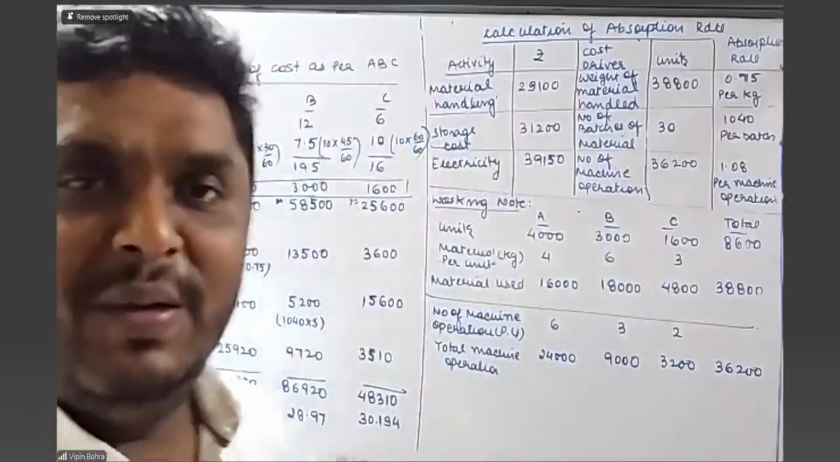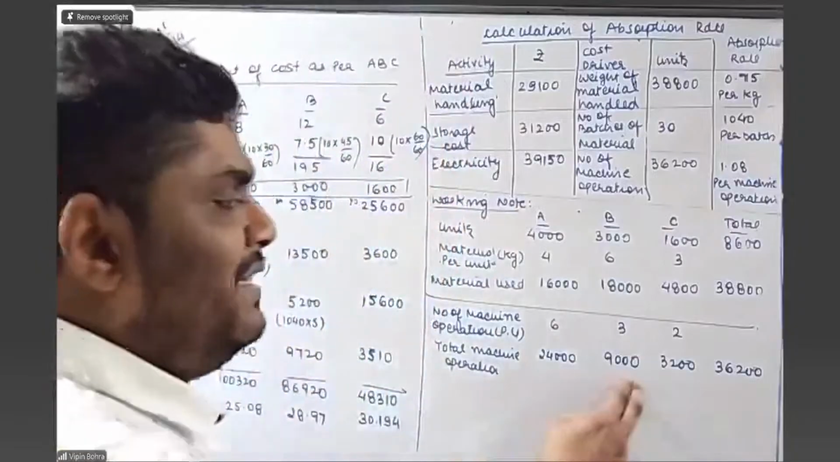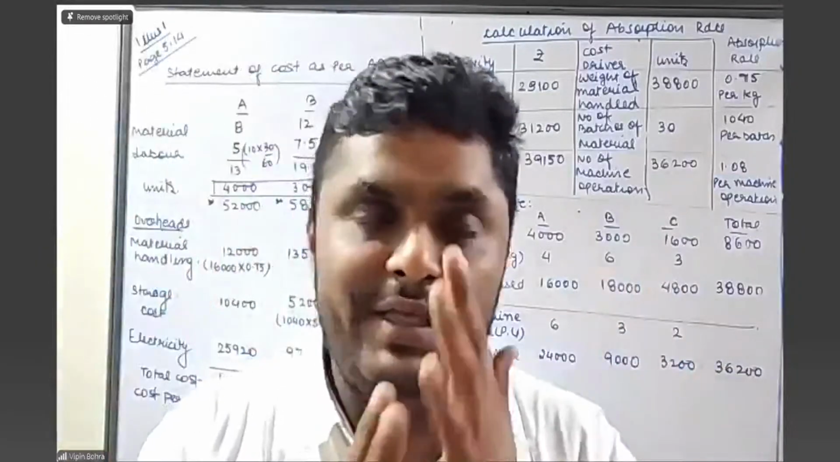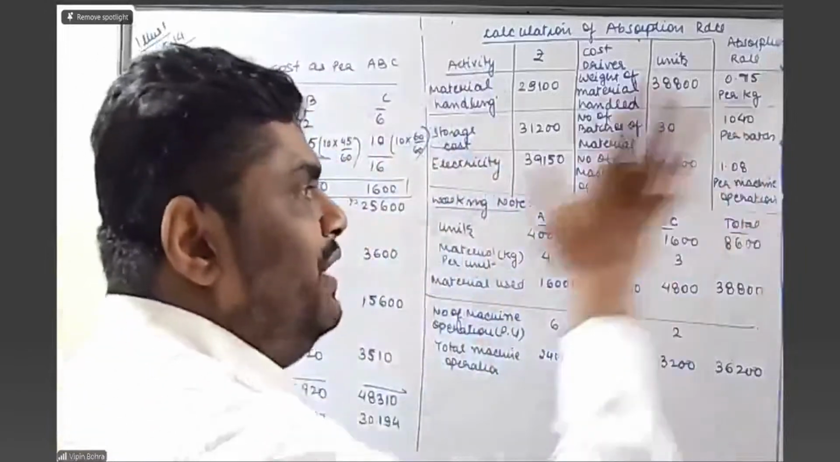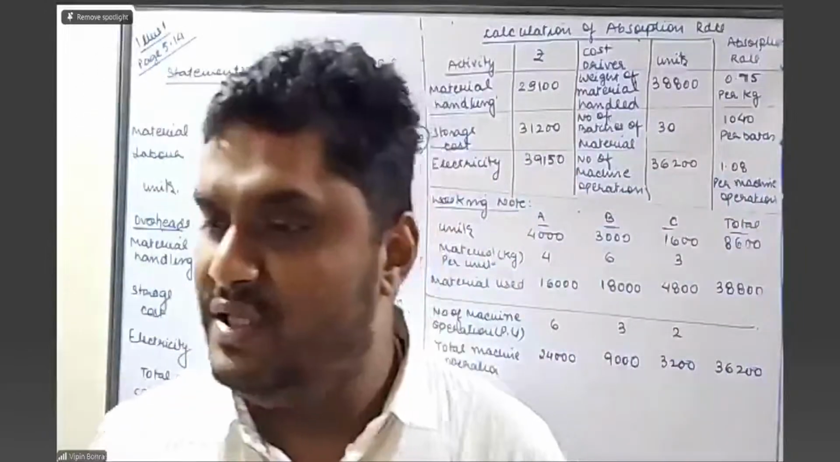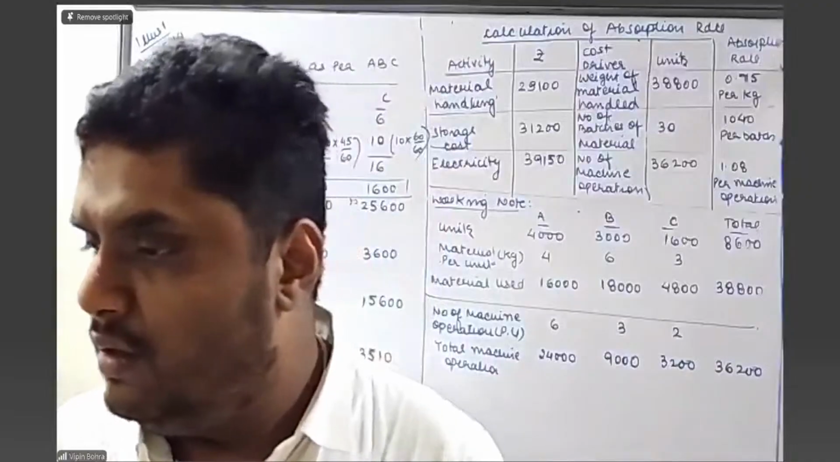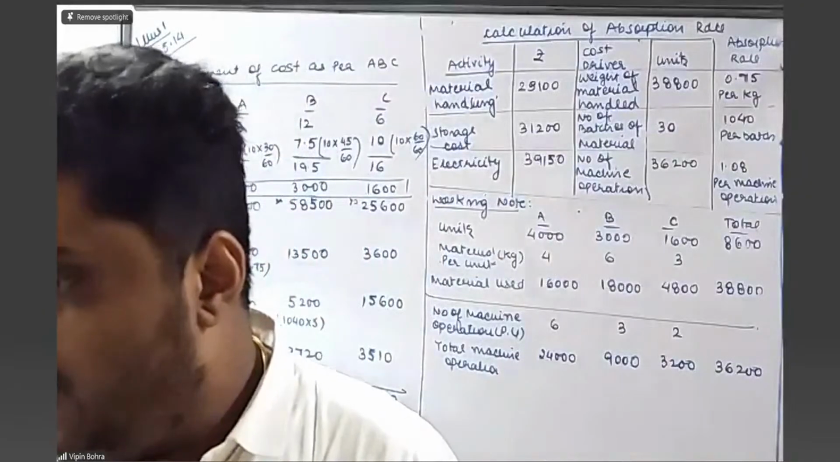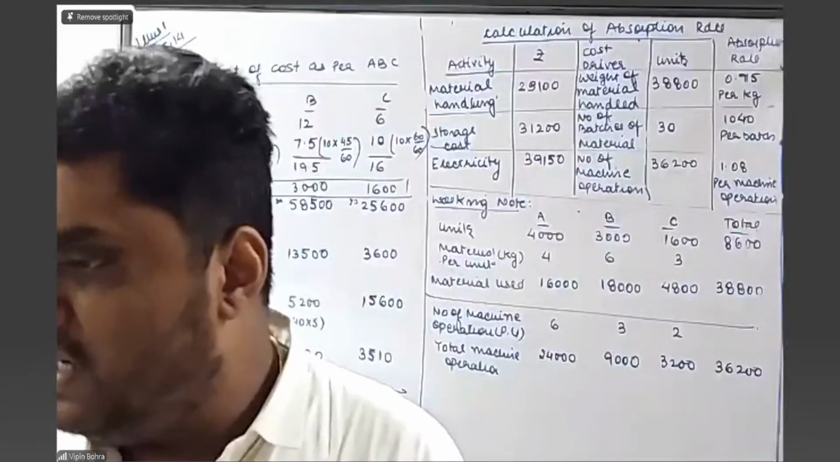Okay, sir. Thank you, sir. Perfect. So 24,000, 9,000, 3,200, total 36,200 has come. These are our total units. So total cost divided by total units, we will get the cost per machine operation. I hope it is clear now, Vedant. Yes, sir. Thank you. Crystal clear? Yes, sir. Okay, I think Harsh Mishra, I hope this part is clear to you now.